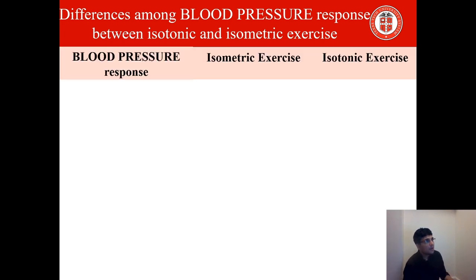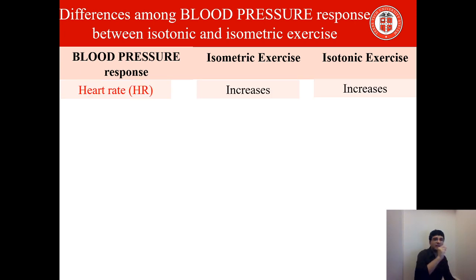So let's see what are the changes taking place. If we look at the heart rate, it is always going to increase. Whether it's an isotonic exercise or an isometric exercise, heart rate is going to come up because there is withdrawal of parasympathetic tone and increased sympathetic tone.